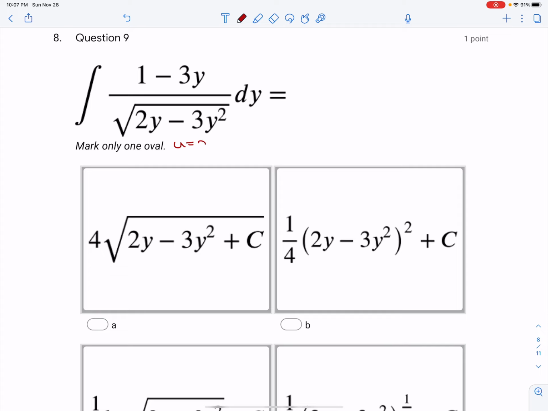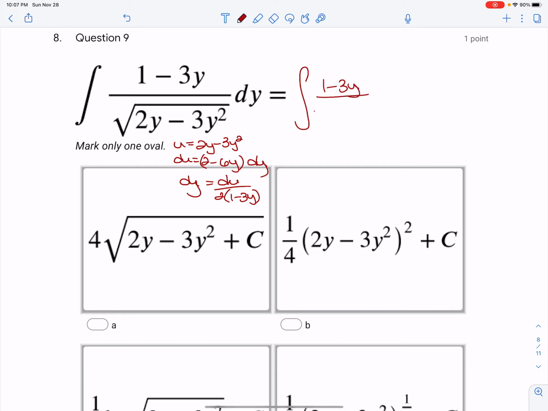And then we skip this one, and we do this one. So then u is equal to 2y minus 3y squared. So du is equal to 2 minus 6y dy. So dy is equal to du over 2 times 1 minus 3y. I did that conveniently because I have a 1 minus 3y in the top and a root u in the bottom, and then a du over 2 times 1 minus 3y, because I factored it, so that way I knew I was going to have to cancel that out.